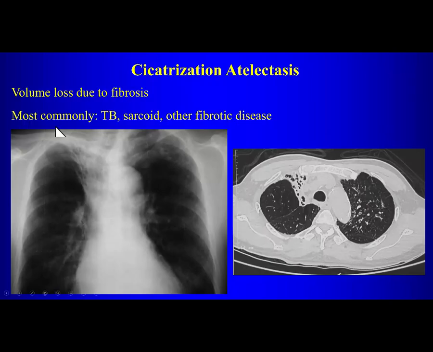Tuberculosis. Tuberculosis, yeah, it's a common cause of scarring in the upper lobes, and it's a case of cicatrization atelectasis from tuberculosis in this patient. Okay? So other things that can do it: sarcoid, other fibrotic diseases.